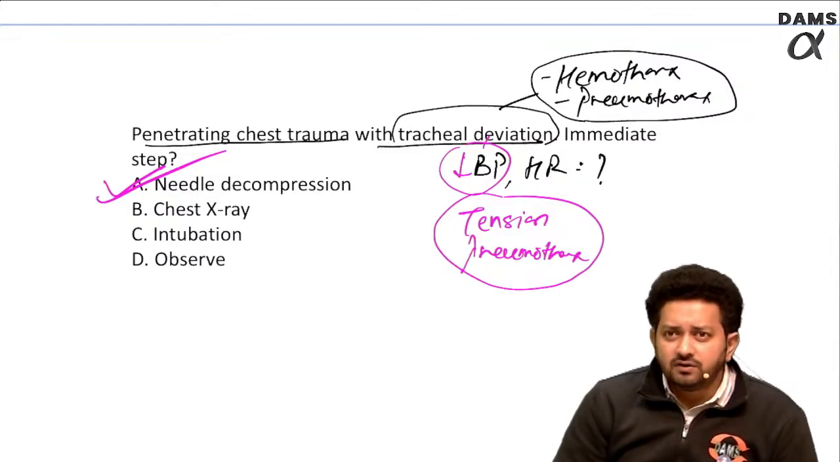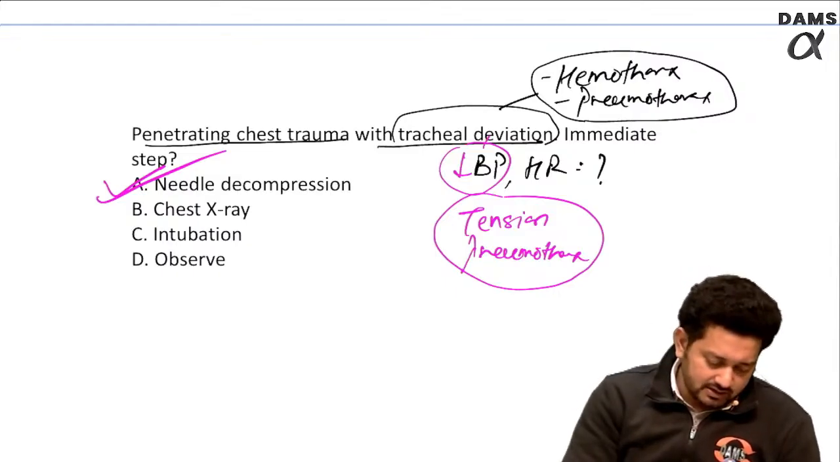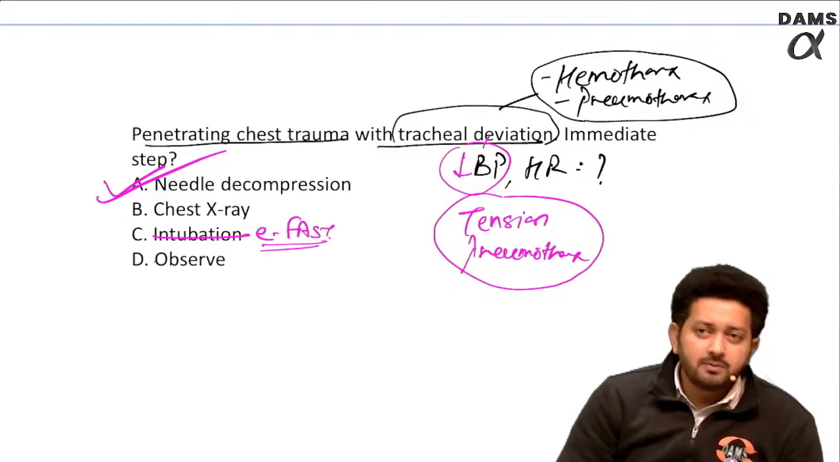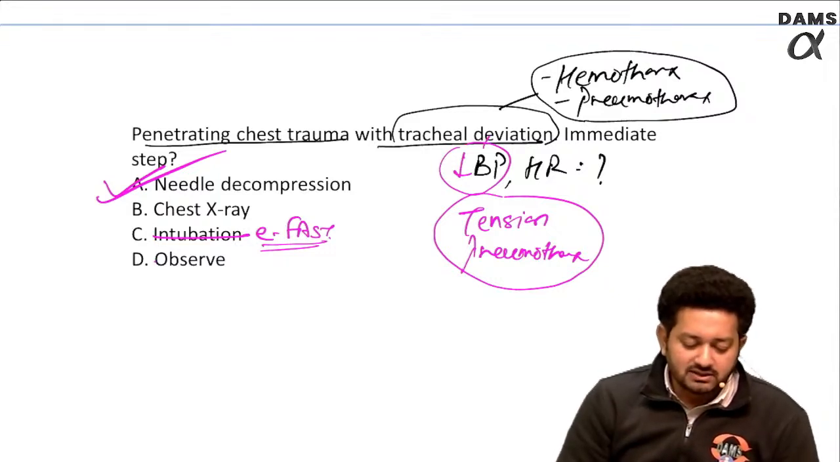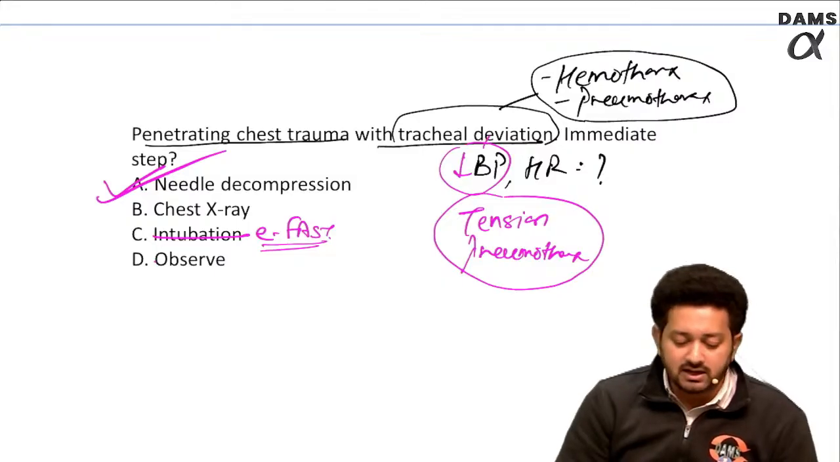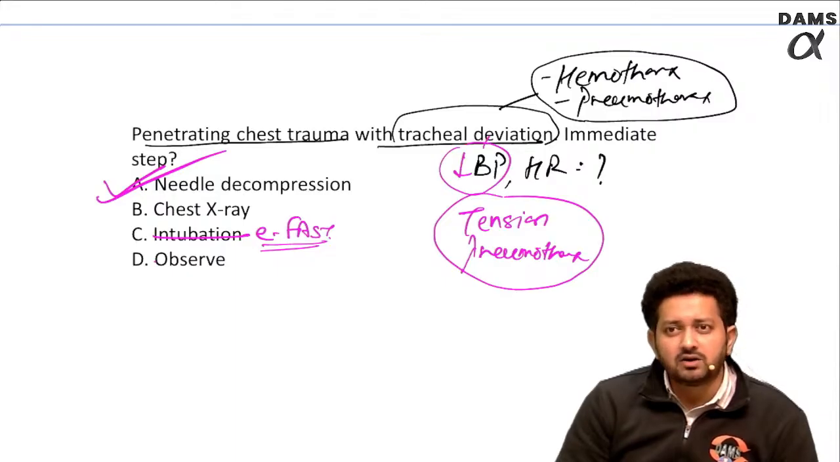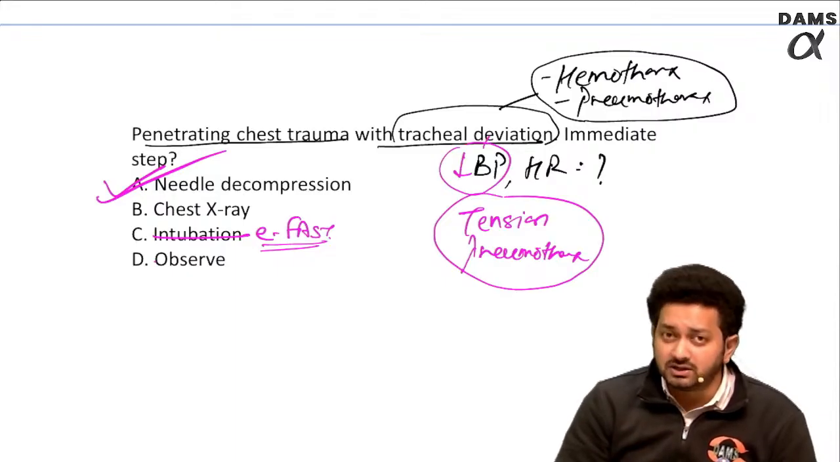One option was E-FAST. Okay, let's say we'll say E-FAST here. But I am very sure there should be something else. Because at this moment we cannot say whether it is massive hemothorax or pneumothorax. Even hydropneumothorax, Gaurav, yes, also can lead to this problem.